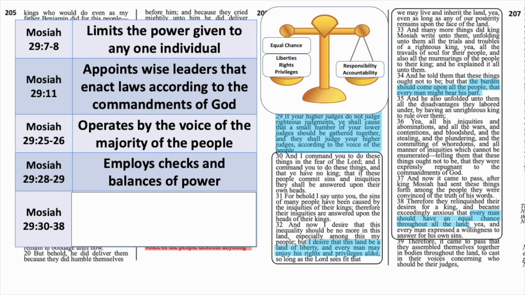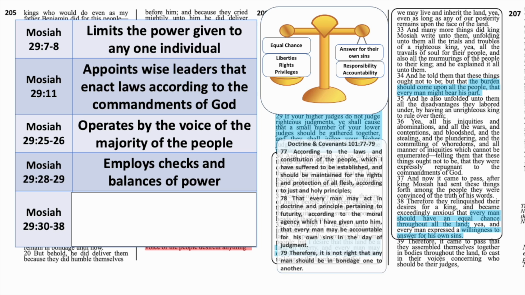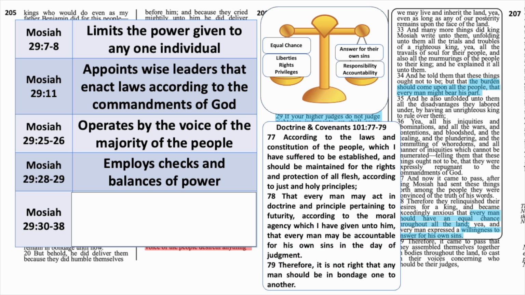Liberties, rights, and privileges. That's the government's responsibility, to make sure that everybody has an equal chance. And then, yea, and every man expressed a willingness to answer for his own sins. And where do I put that? On the responsibility side. You can see this balance well in Doctrine and Covenants 101, verses 77 through 78.